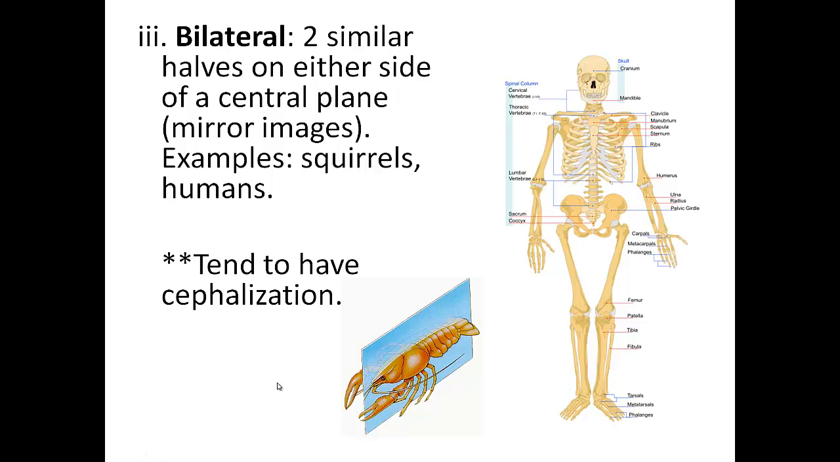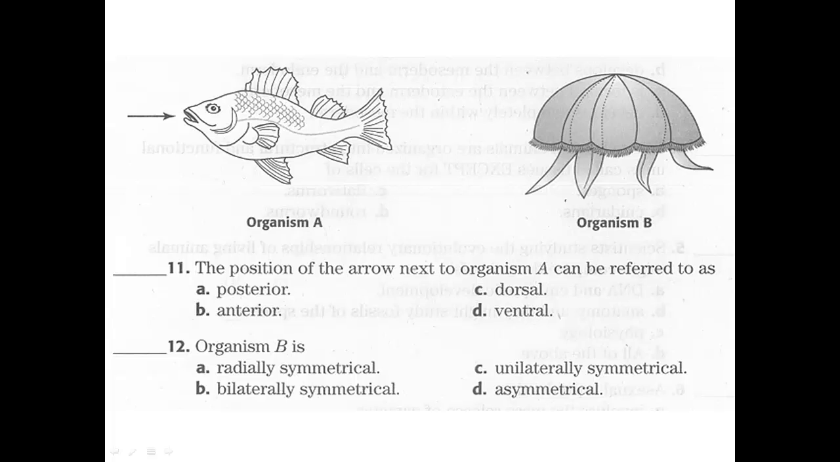Two little questions here. The position of the arrow next to organism A can be referred to as posterior, anterior, dorsal, or ventral. What would your answer be? Well, this is the head end of the organism. Therefore, it's the anterior end, B.